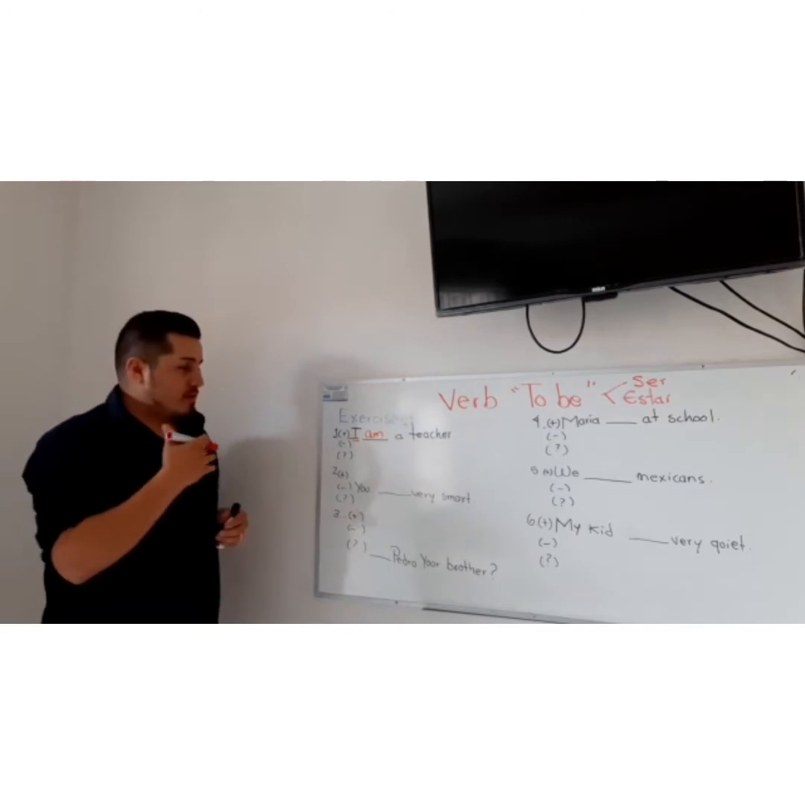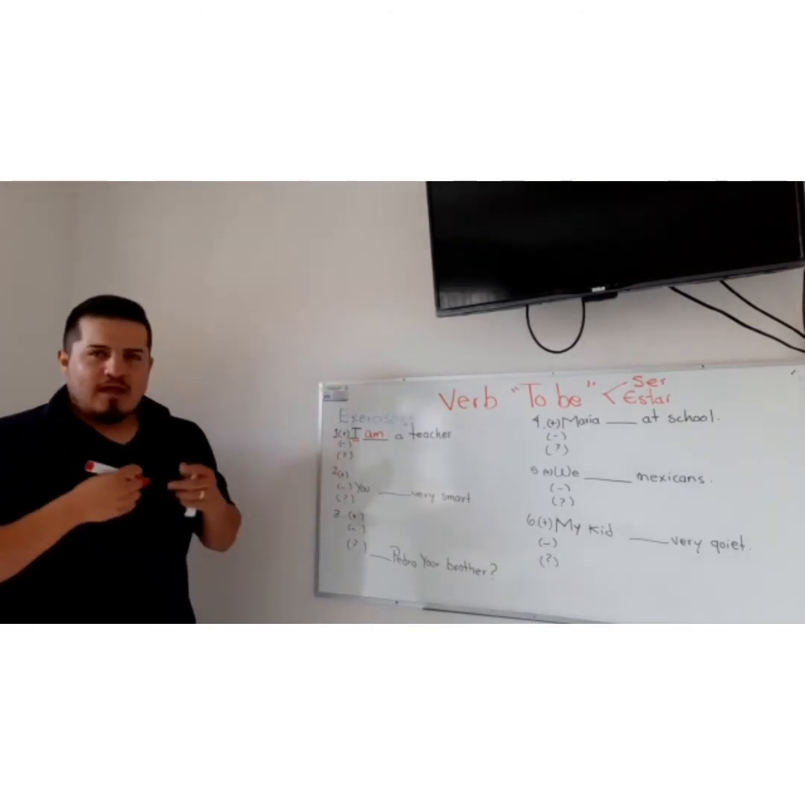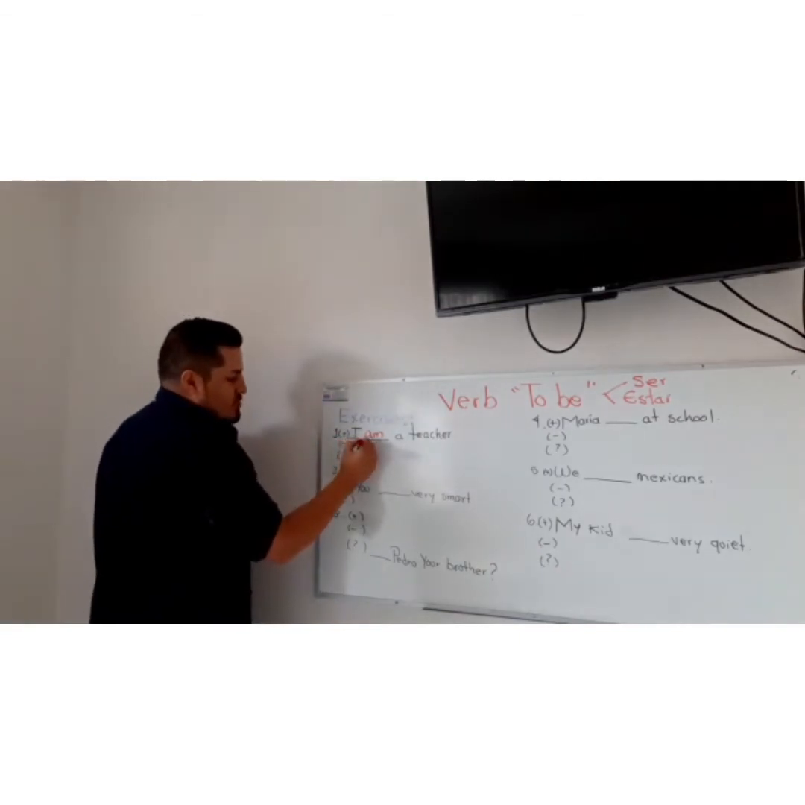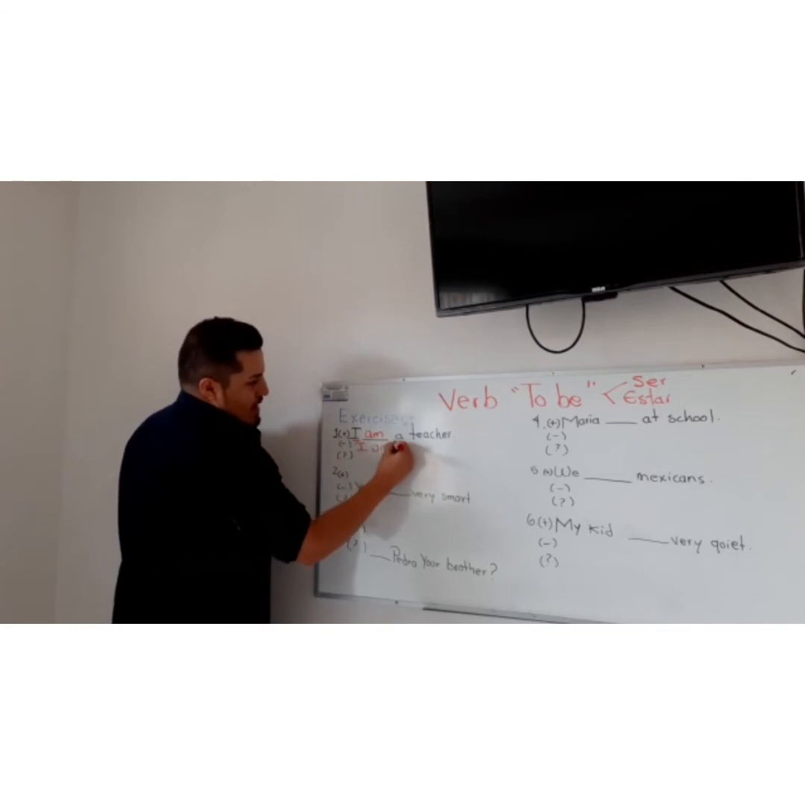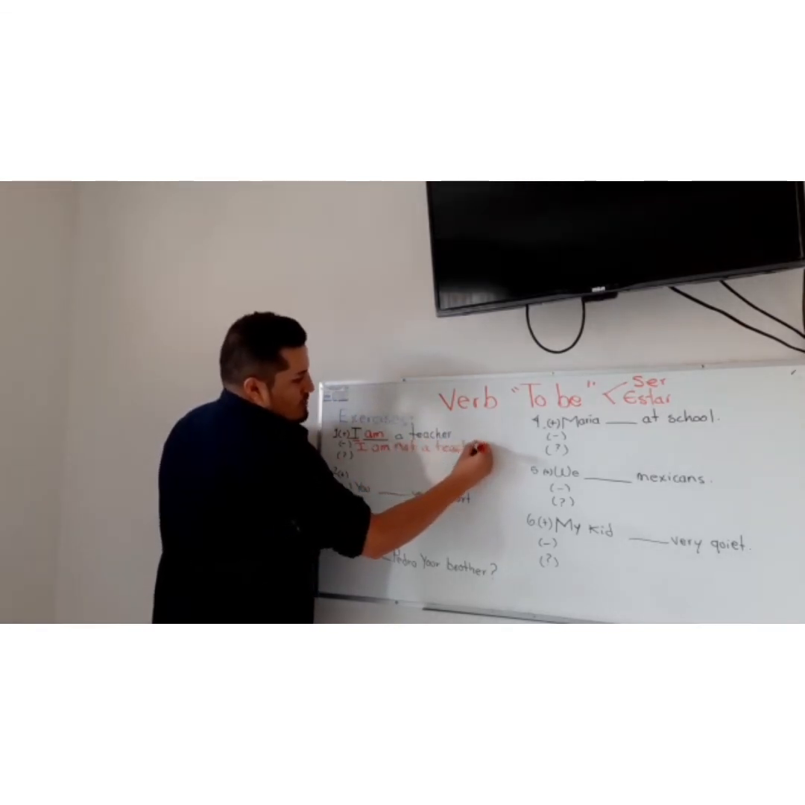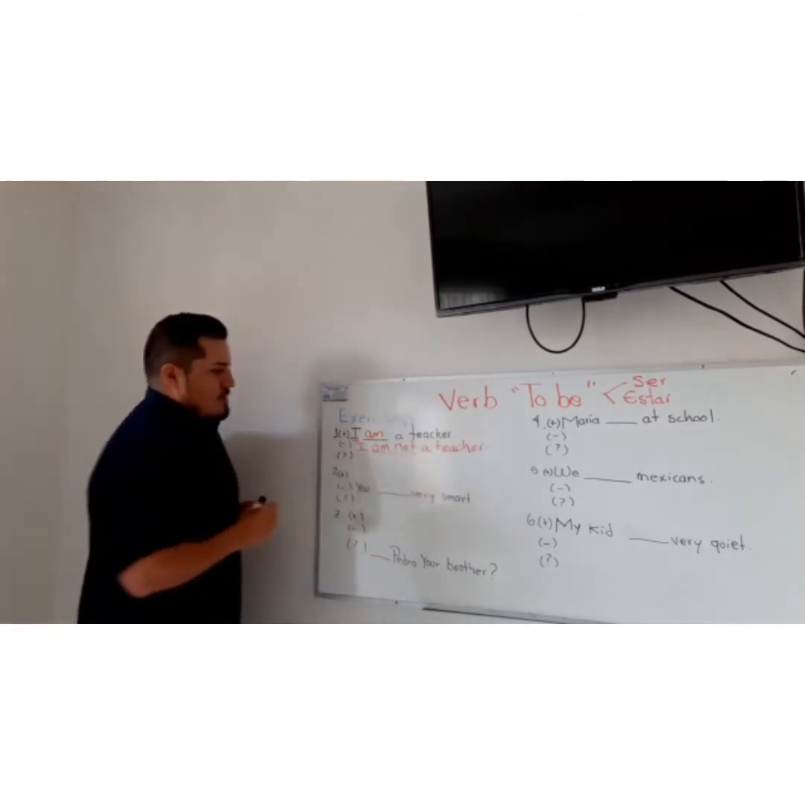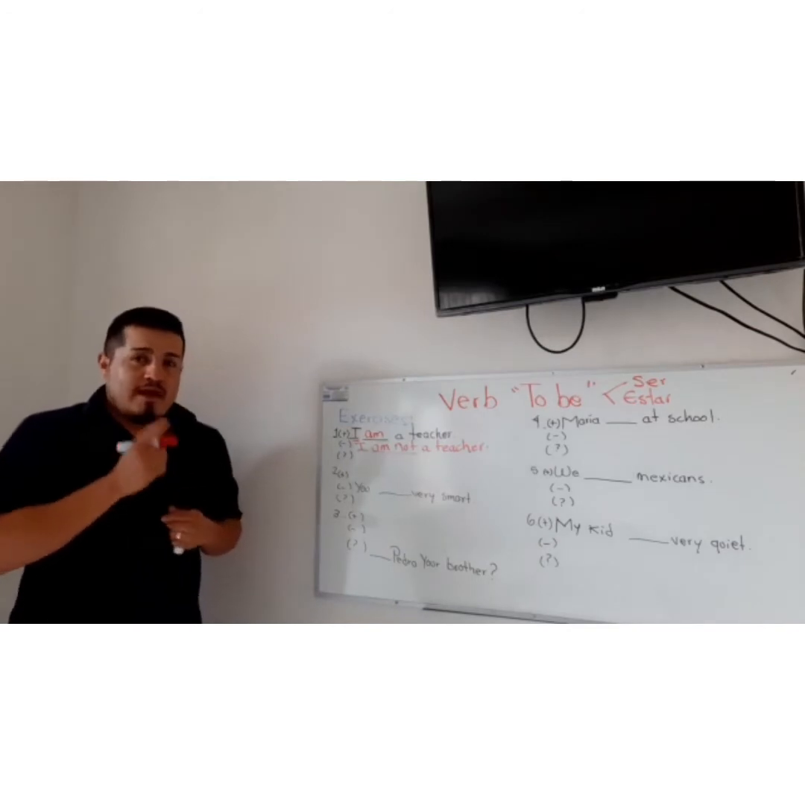Now we want to try to make the negative form. The negative form, as we know, the only thing we have to add is not after am. I am not a teacher. Now we're denying the first sentence. I am a teacher. No, I am not a teacher. Okay?